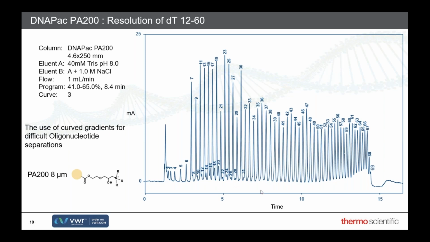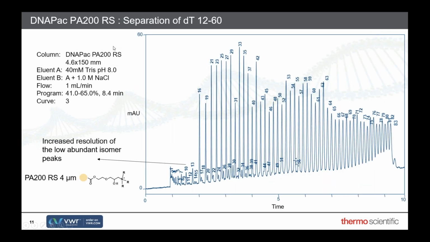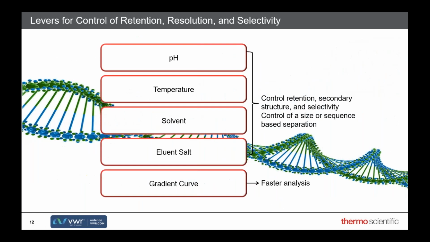So that's the standard column. If we now look at the RS high resolution column, again, we've done the separation in 10 minutes here, but you've now got 83 peaks. Now, that's based really on the fact that you've increased the resolution of these low abundant isomeric peaks between about 1 minute and 5 minutes here. So it's a very, very high resolving column, this. So you've got the choice of the two.